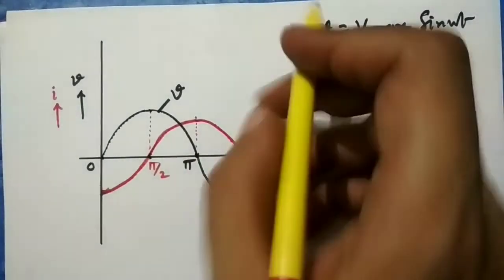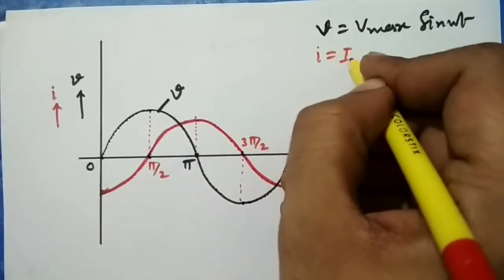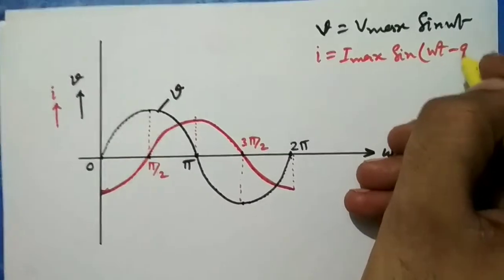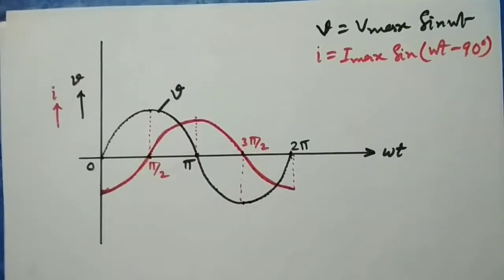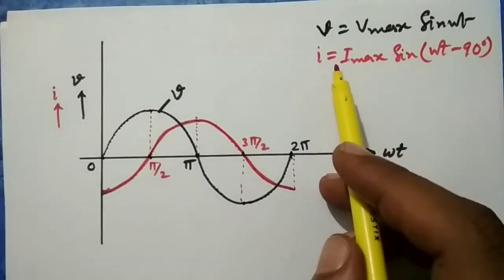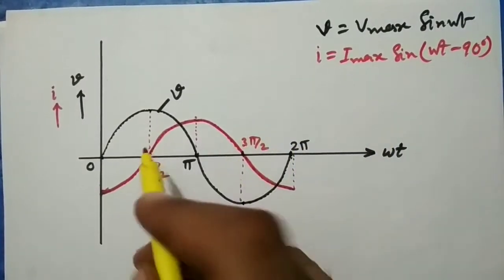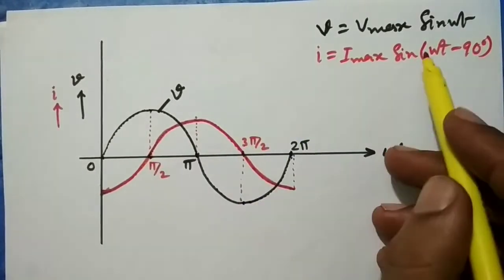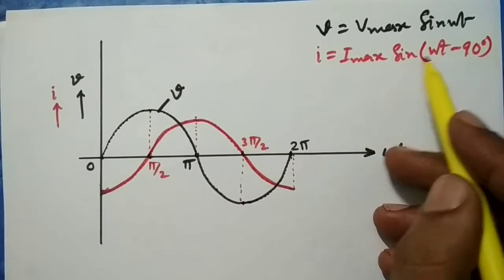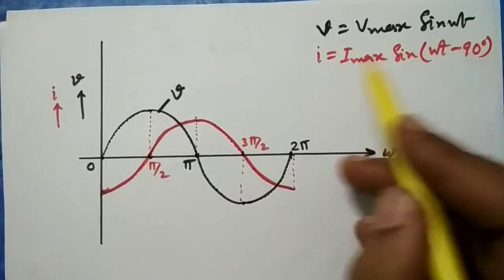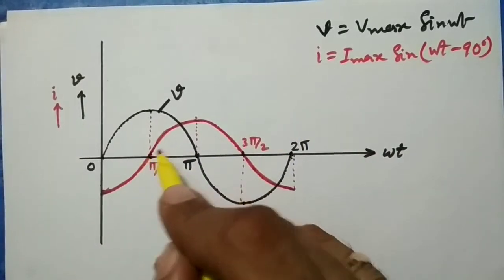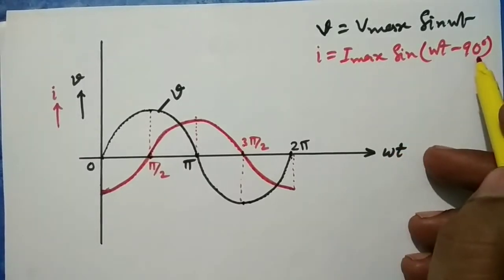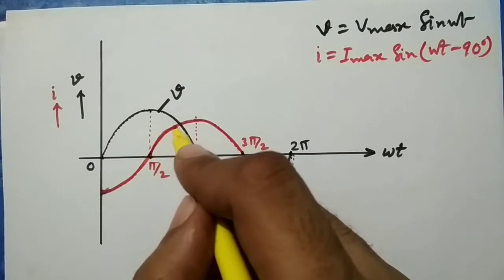And the relation of the current that we have seen here, it is Imax sin omega t minus 90 degree. So the current is lagging the voltage by 90 degree. Therefore, the waveform of the current will be starting from pi by 2. Because when omega t equal to 90 degree, that is pi by 2, the sine value will be 0. So the current will also be 0. After that, when the omega t value is increasing from pi by 2, the sine term will become positive. So the current will be gradually increasing in the positive side.